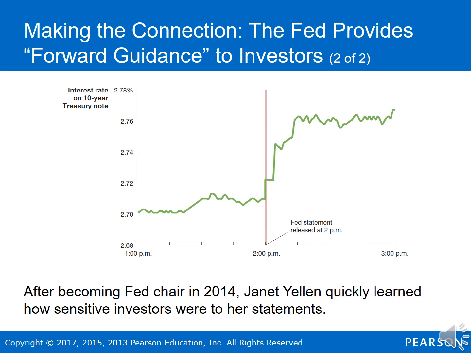Here's an example of a Fed statement at the very beginning of Janet Yellen's term. We see the interest rate on 10-year Treasury notes spiked after 2 p.m. when the announcement was made, going from 2.7% up to about 2.76%, which seems like a very small amount, but this changed based solely on a statement made by the Federal Reserve Chair at the time.